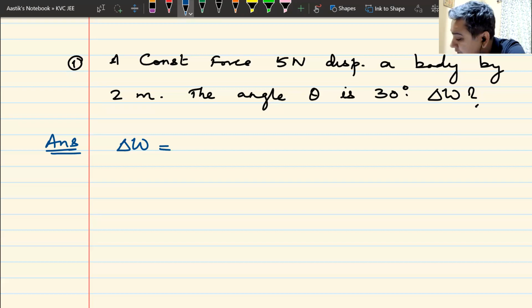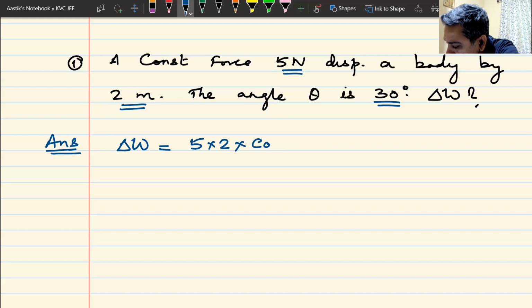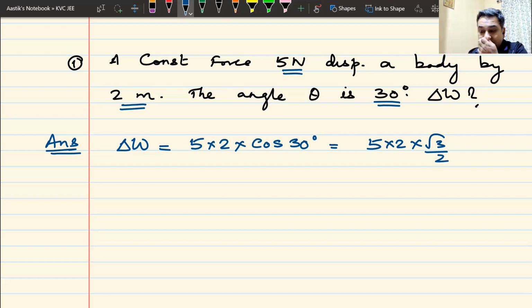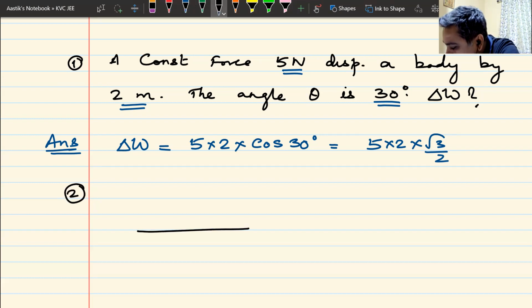So the answer would be simply the force's magnitude is 5, the displacement's magnitude is 2, multiplied by the angle, which is 30. Everything is a constant, so multiplied by cos of 30, and cos of 30 is root 3 by 2. So your answer will be 5 into 2 multiplied by root 3 by 2. This will be your answer. Do we understand this? Yes or no? Great. Simple questions with simple answers.